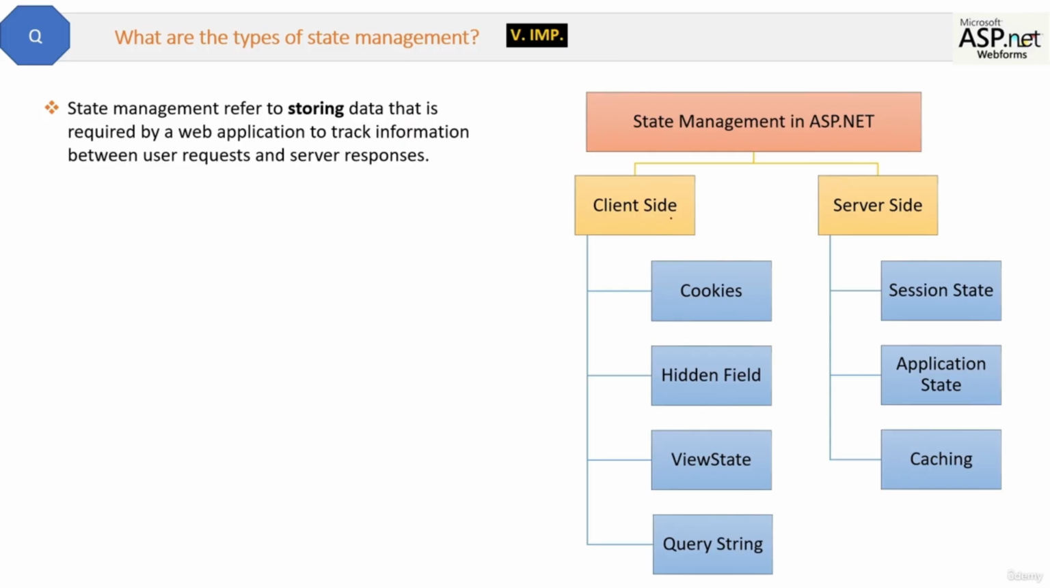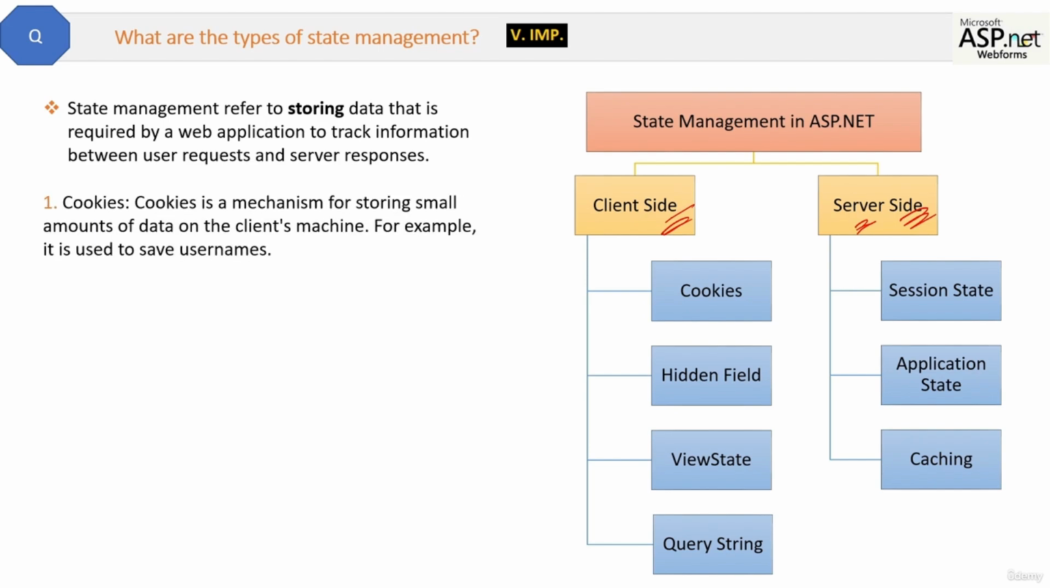Basically we have 2 categories here, client side and server side. In client side, the information is stored on the client or user machine, or you can say the browser. Whereas in server side, the information is stored at the server, okay? Now let's see the working of the client side state management techniques one by one first. The first one is cookies. Cookies are a mechanism for storing small amounts of data on the client machine. For example, your username or password, a small amount, remember.